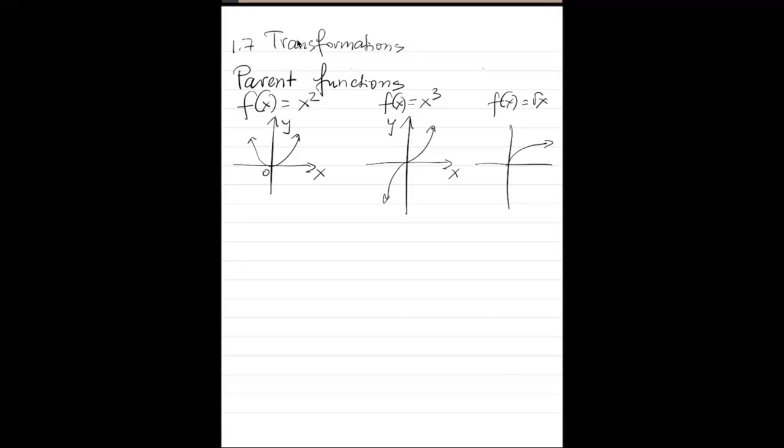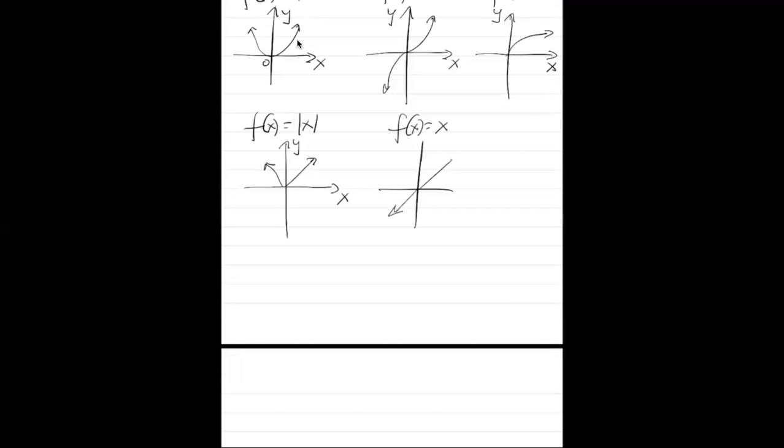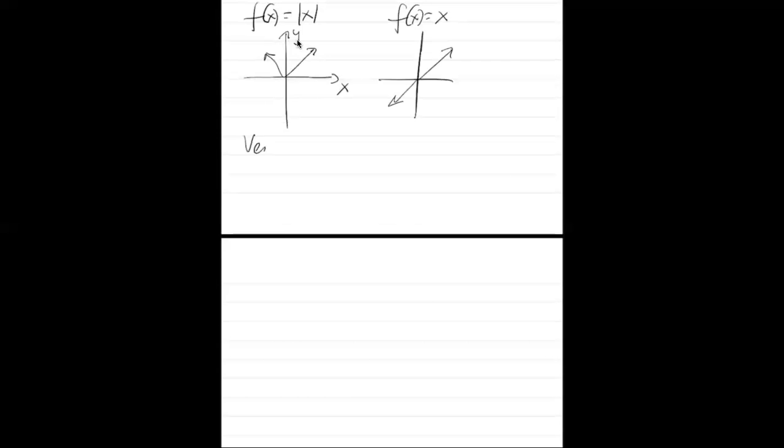Oh, here's another one, absolute value of x. We call it the v function. So this is not a parabola. This is a sharp corner, two broken lines. And of course, we have the identity function, y equals x, that looks like this. Okay, so now we're going to talk about transformations, and first, vertical and horizontal transformation.